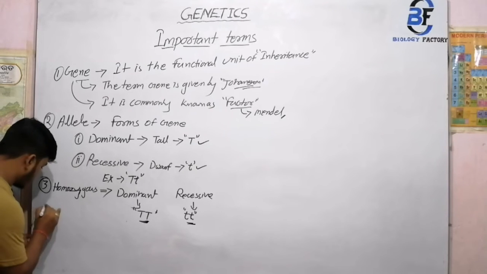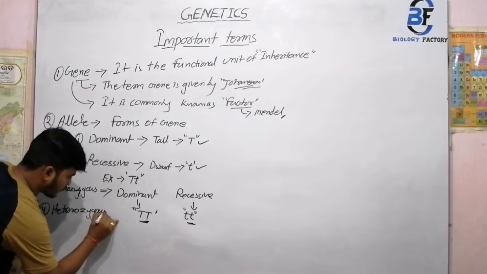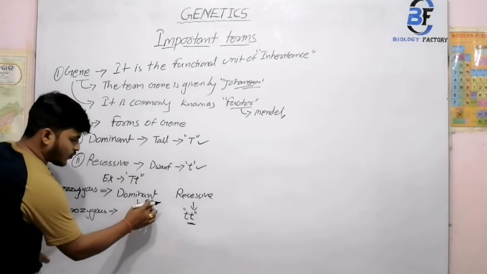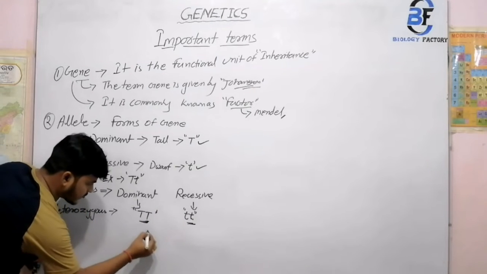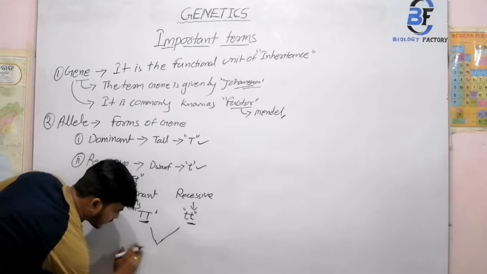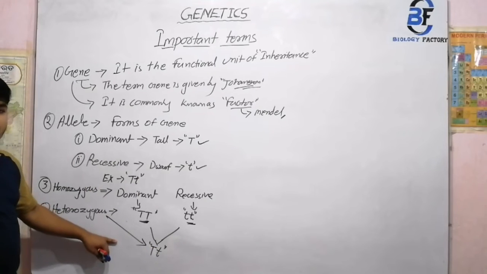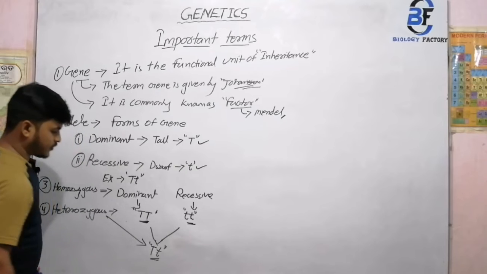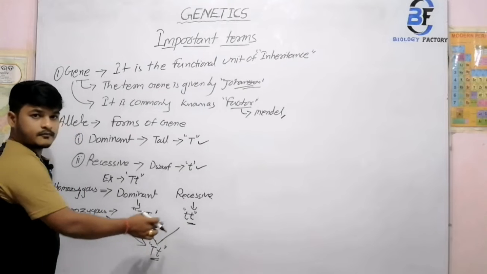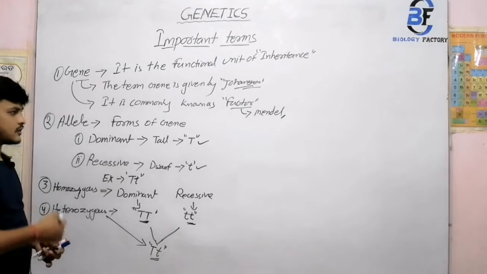Heterozygous condition, the next important term. In heterozygous condition, we find a combination of two terms, that means one from dominant and one from recessive. We just combine here: capital T and small t, the recessive trait. That means it is the heterozygous condition, capital T and small t. But in homozygous condition, it is capital T capital T in dominant, and small t small t in recessive. This is the basic difference between homozygous and heterozygous condition.